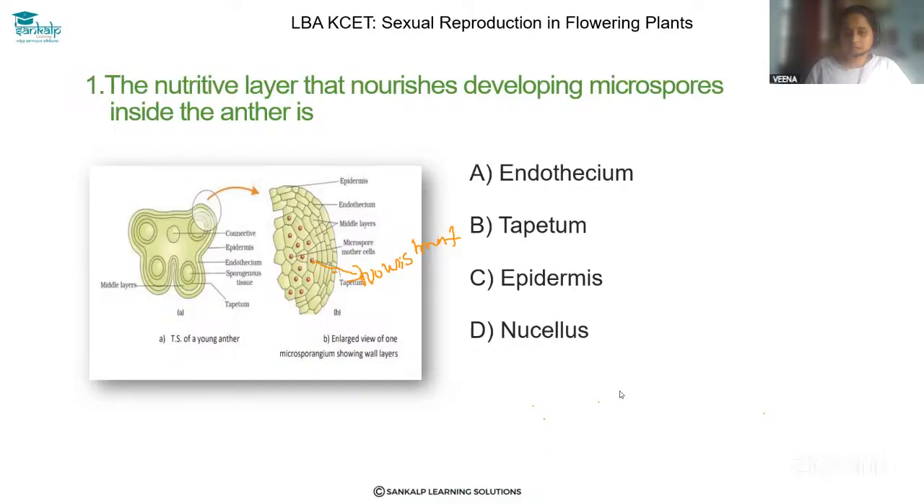So the correct answer is option B. Tapetum is the correct final answer, that is giving nourishment to the developing microspore inside the anther.